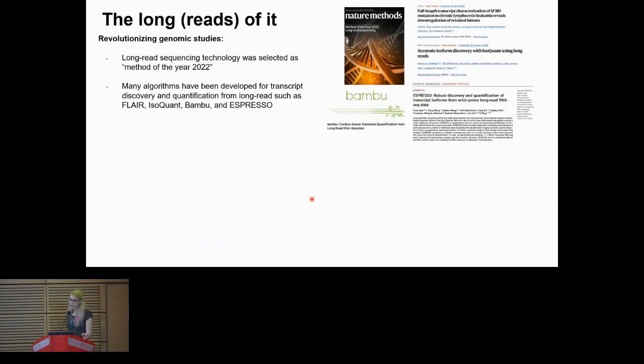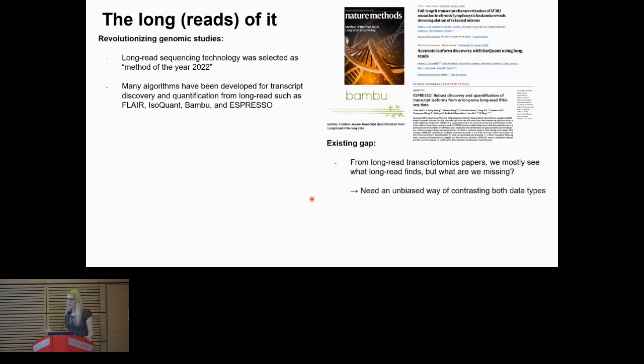Long read technology has been named Method of the Year 2022. We've seen a plethora of new software come out and papers that generally advocate for all the new findings you get when using long read technology alone. But what are we missing?